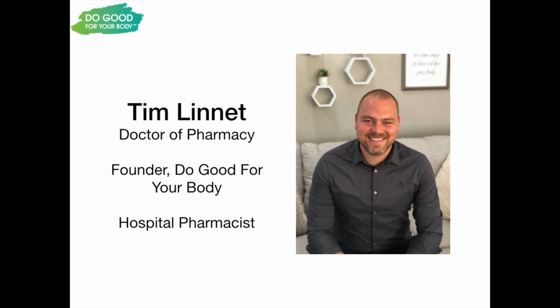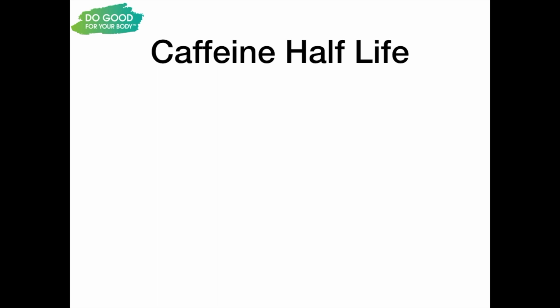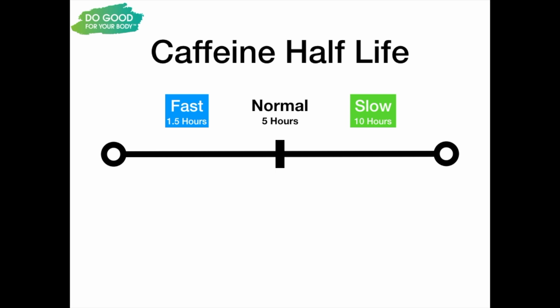The first important thing for you to know is that there's something called a half-life. This is essentially the time that it takes for your body to break down caffeine by half. So if you start with 100 milligrams of caffeine, and let's say you have a normal half-life of 5 hours, that means that it'll take 5 hours for that 100 milligrams of caffeine to be broken down by half to 50 milligrams. Some people are slow metabolizers and some people are fast metabolizers.